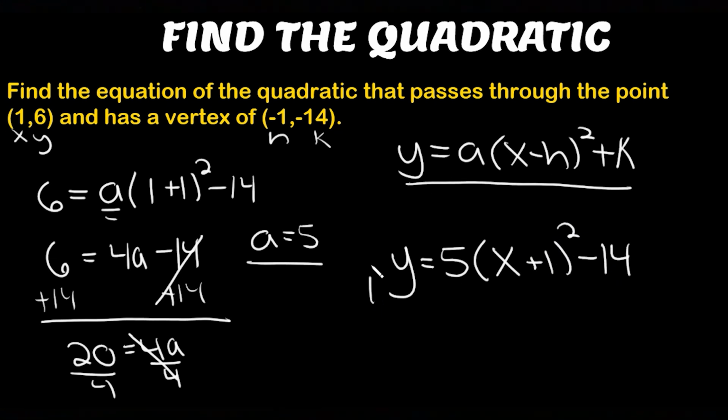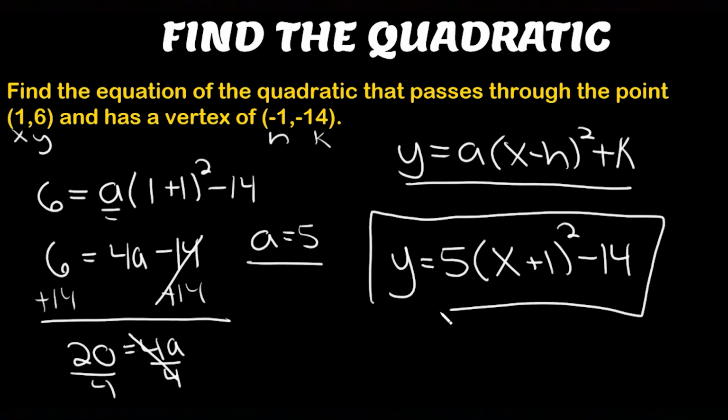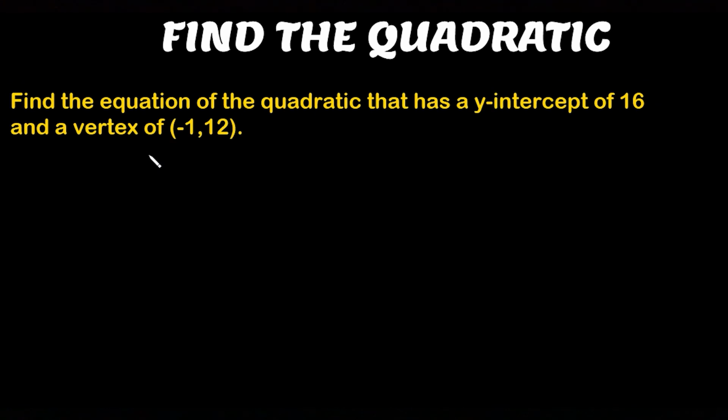There it is. There's the equation of the quadratic with the following vertex of -1, -14, and it's passing through the point 1, 6. You can leave it like this in vertex form. That's totally fine. Okay? Let's try another example. So here's our next example, and this one's a little bit different. It says, find the equation of the quadratic that has a y-intercept of 16 and a vertex of -1, 12.